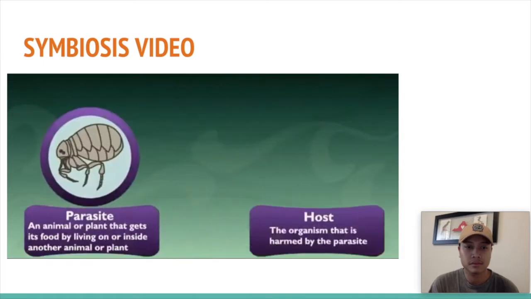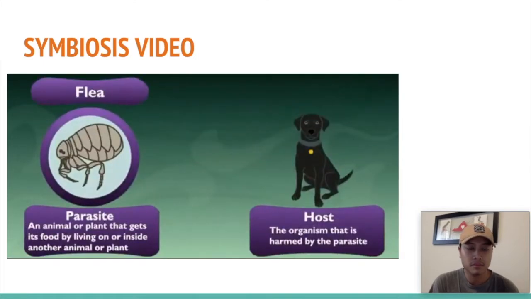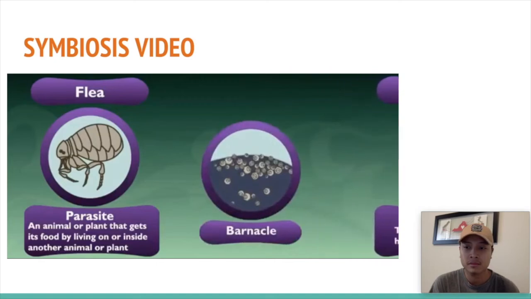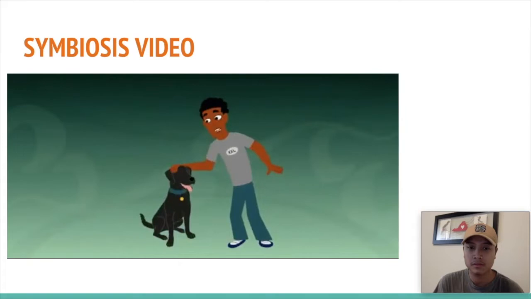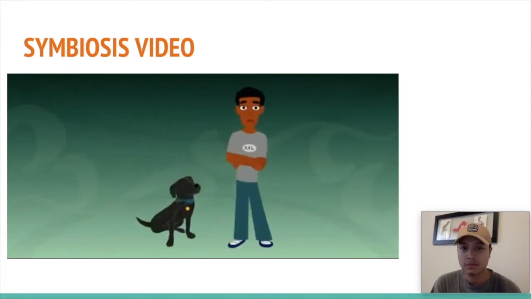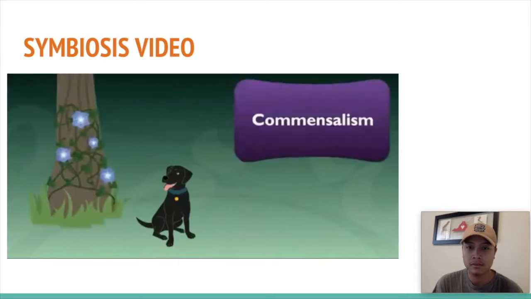Rookie has parasites? The fleas are parasites that get their food by living on or inside another animal or plant. Rookie is their host. It's pretty common. Barnacles on whales are parasites too, and so are ticks. Tapeworms are parasites that live inside animals and eat the food that the animals digest. Gross. I'm no fan of symbiosis. There are other types of symbiosis, RJ. Not all are bad, like commensalism.